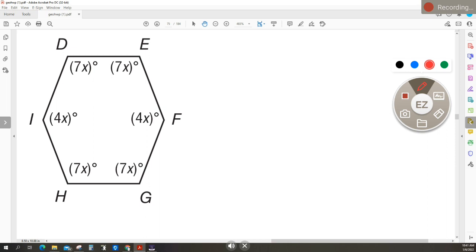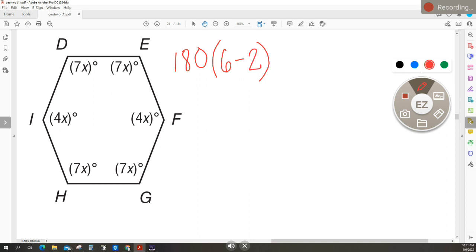So we have 180. And then what do we multiply 180 by? How many triangles, right? And how do we find how many triangles? So we're going to take how many sides? How many sides is there? 6. And we do what to that number? Subtract 2. So that's going to wind up being 180 times 4.